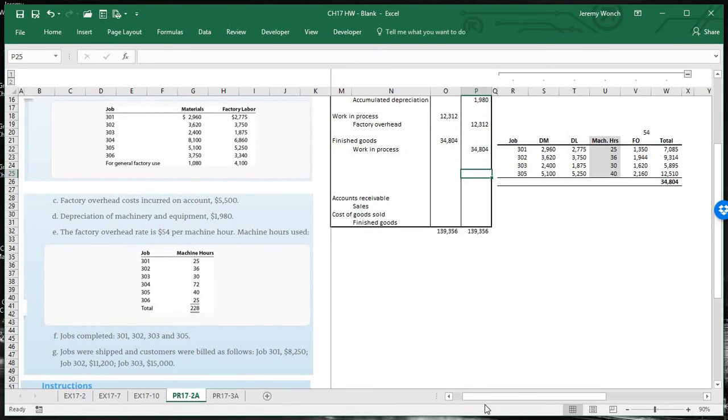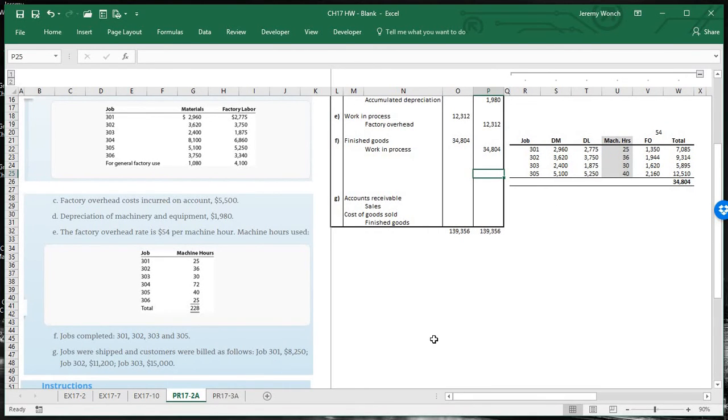And then the very last one, part G. So we have jobs that were shipped to the customers and billed. So we finished and sold 301, 302, and 303 for these amounts respectively. When we sell goods, we have to do essentially 2 journal entries. We have to book what we sold, so we book the revenue and receivable, and then we have to book the related cost and cost of goods sold, taking it out of finished goods.